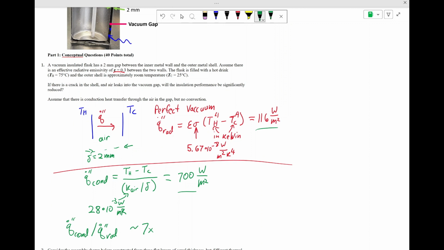So essentially the insulation of this would be severely degraded because you'd have 7 times higher heat transfer than if you had only radiation through that vacuum gap. So let's say that this severely degrades the insulation performance of this flask.